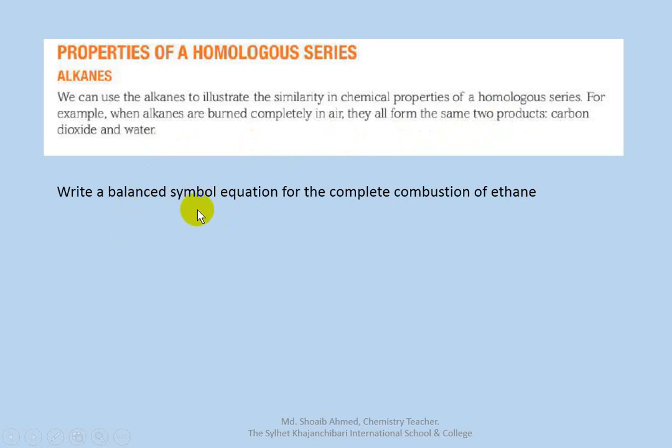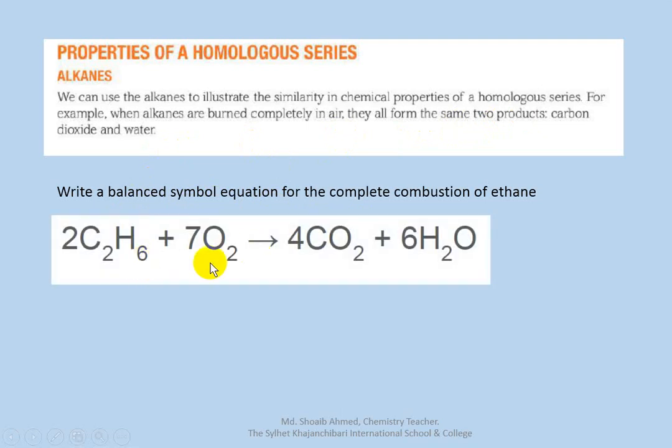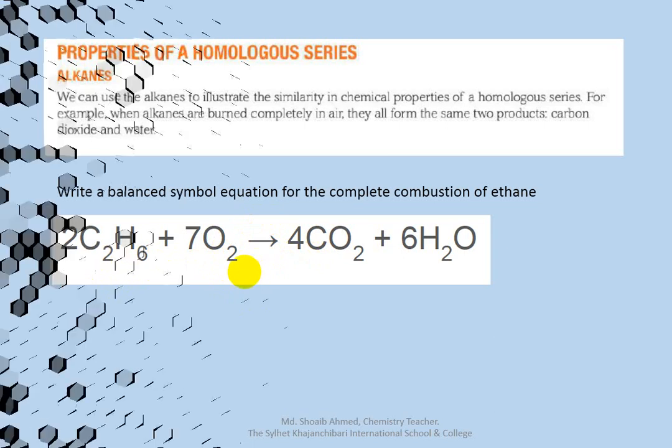Okay, write the balanced symbol equation for the complete combustion of ethane. You know this is the complete combustion of ethane. C2H6, balanced equation. Do you know this? You know these things. Majida, do you know? Can I solve it or not?